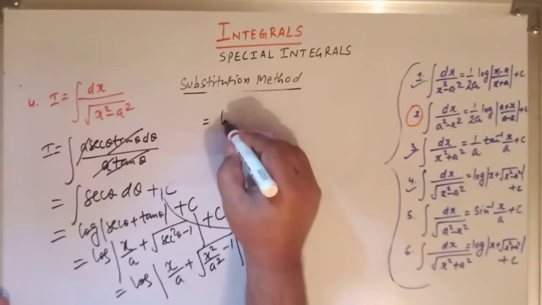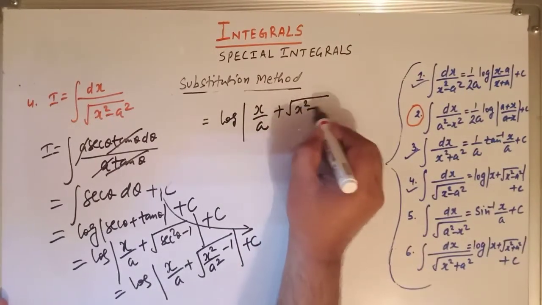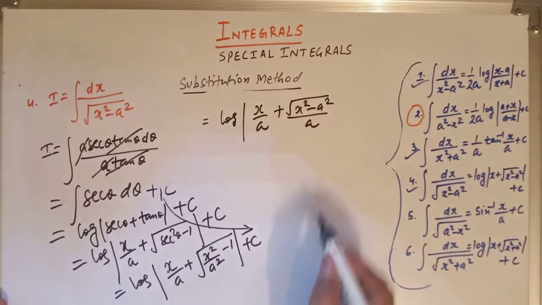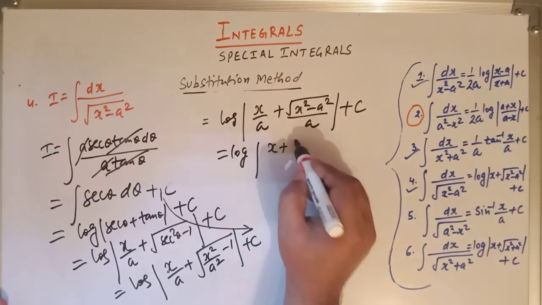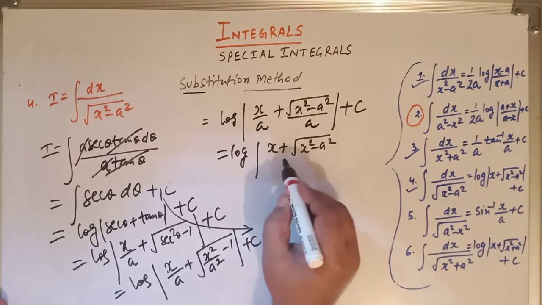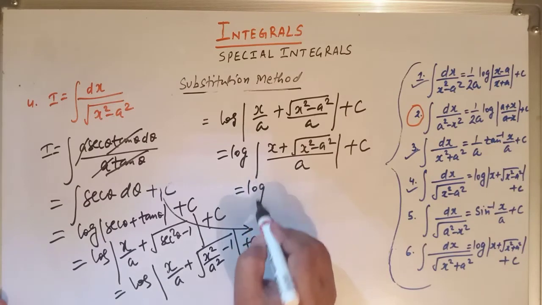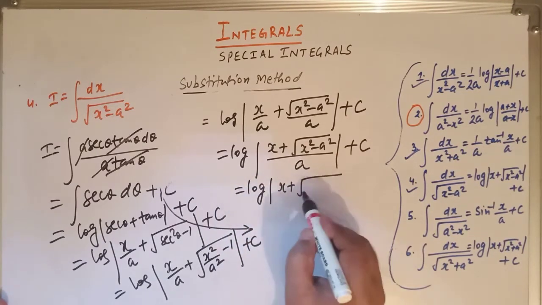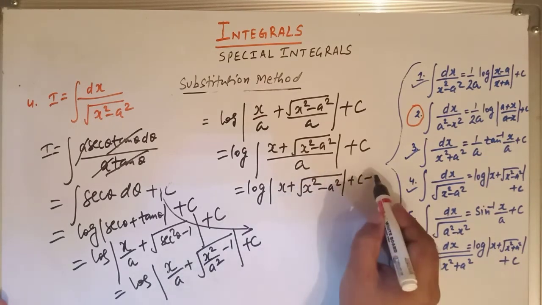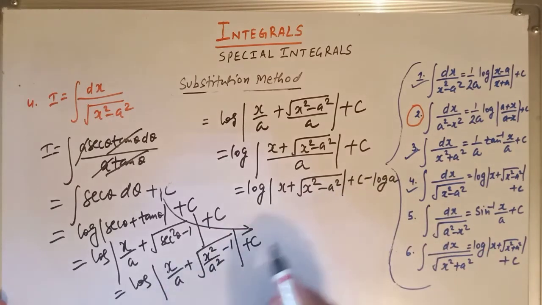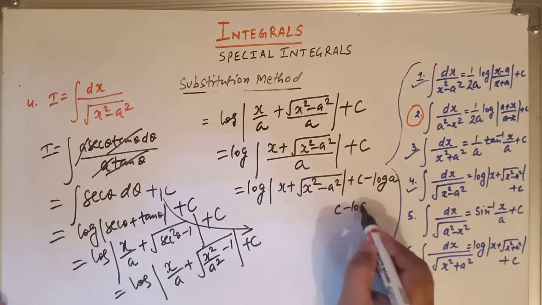Now this expression can be written as log of x divided by a plus square root of x square minus a square divided by a, plus c. Viewers, this can be written as log of x plus square root of x square minus a square, divided by a, plus c. By the property of log, this can be written as log of x plus under root x square minus a square, plus c minus log of a. Clear?